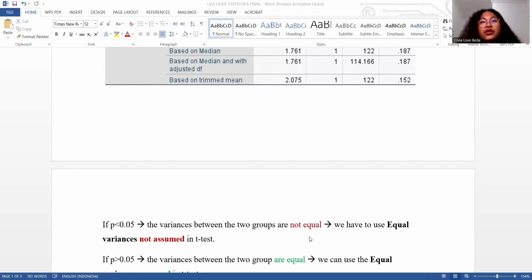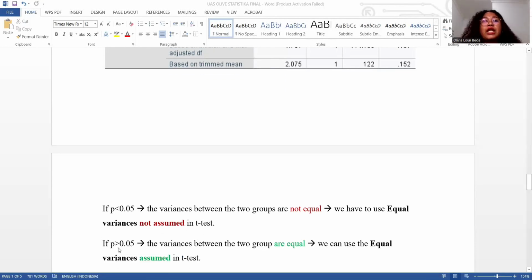So what we have to do is use the equal variance not assumed in the t-test. And if the p-value is above 0.05, that means the variance between the two groups is equal. So in this situation, we can use the equal variance assumed in the t-test for our analysis, our hypothesis test.